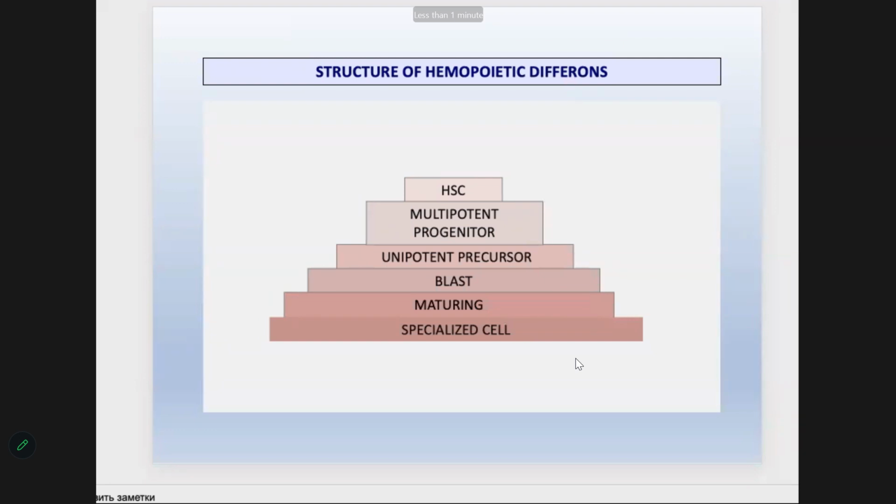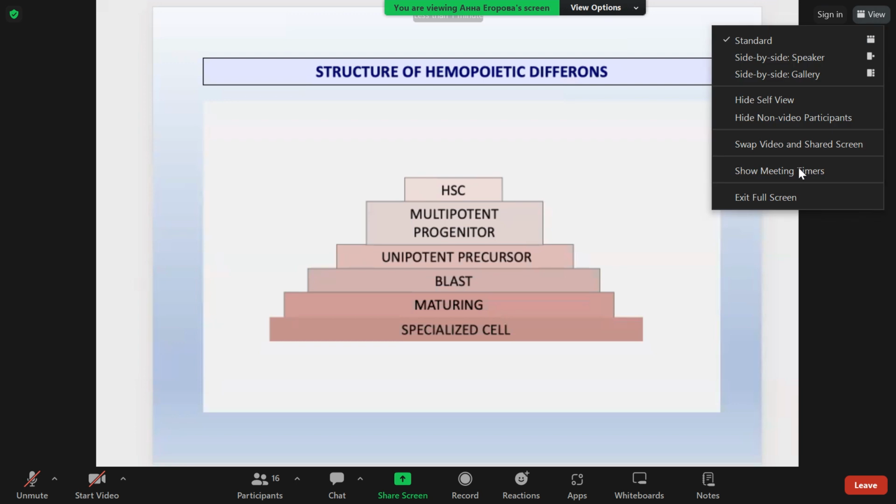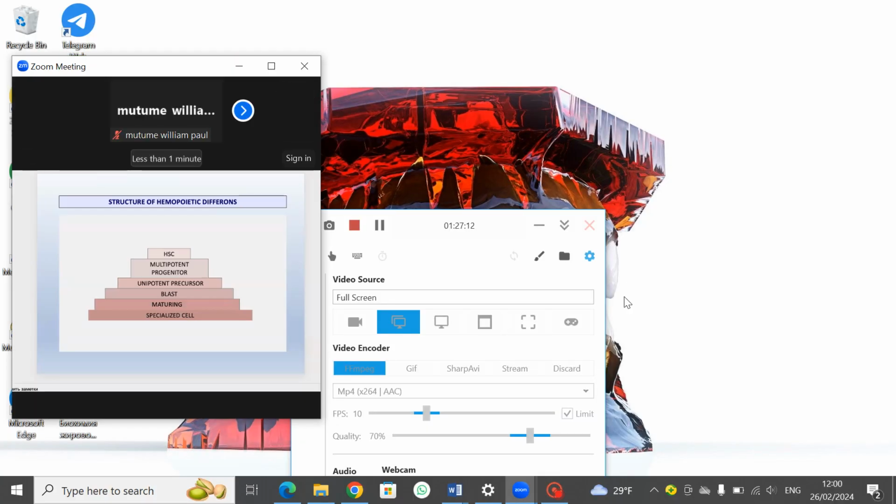And about the specialized cells, we talked throughout this lecture. That's all for today. See you week after next. We'll continue to speak about the tissues of the internal environment.